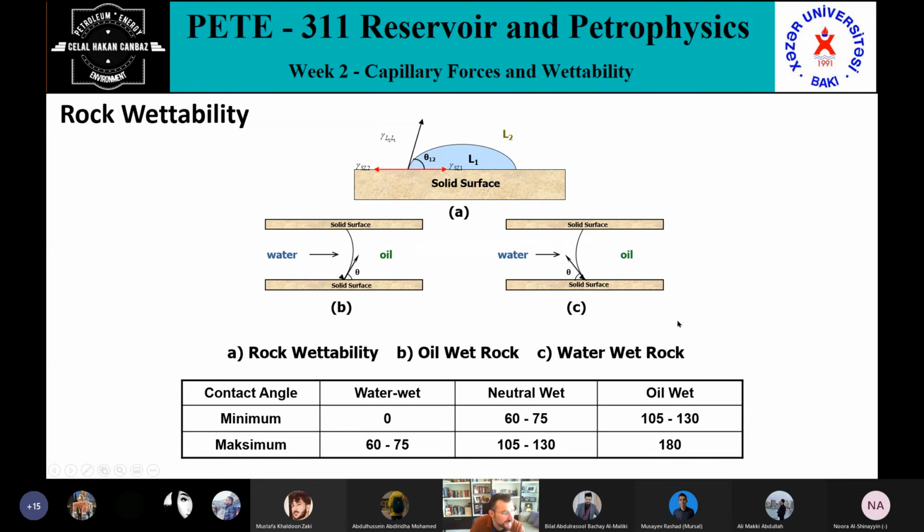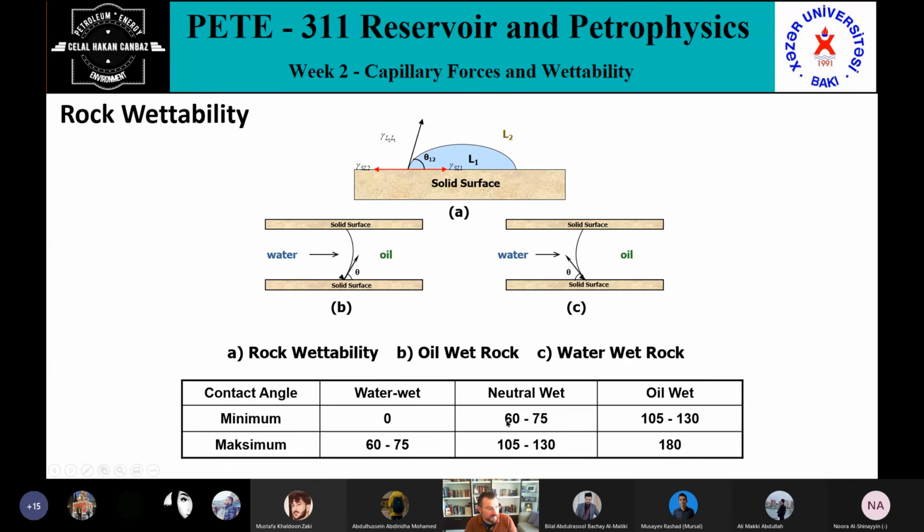So okay, here there are some values for contact angle. What are these values? If I want to describe a rock as water wet, it has to have values between 0 to 75. In some literature, values up to 60, some of them show up to 75. But because I put it here as 60 to 75 according to the literature values, my minimum and maximum values for water wet is this one.